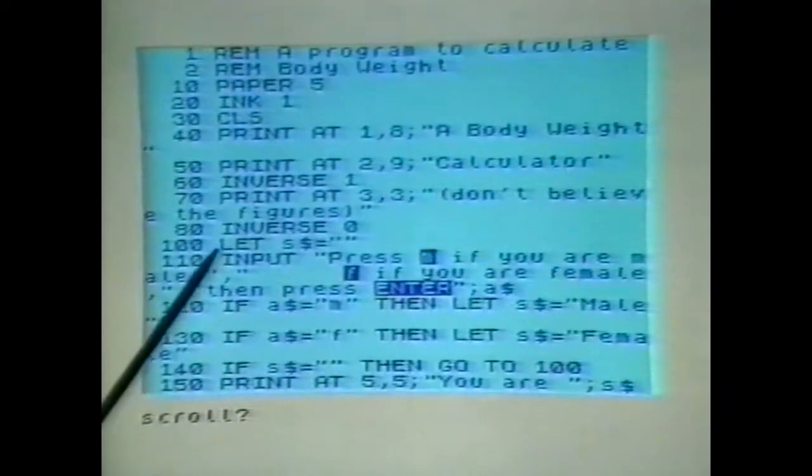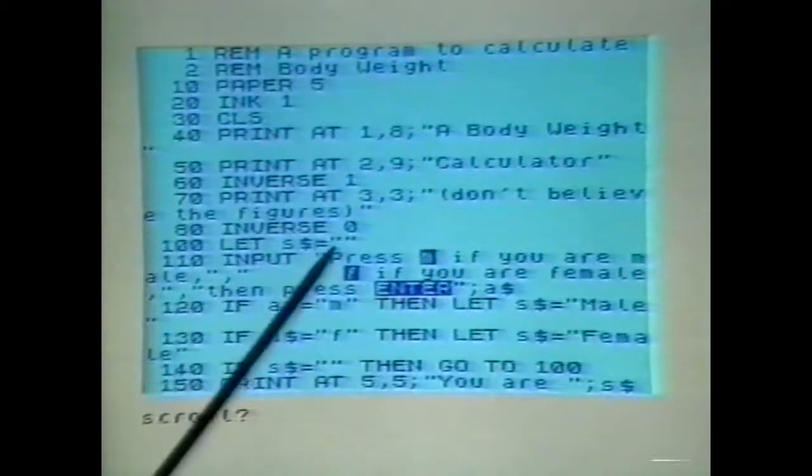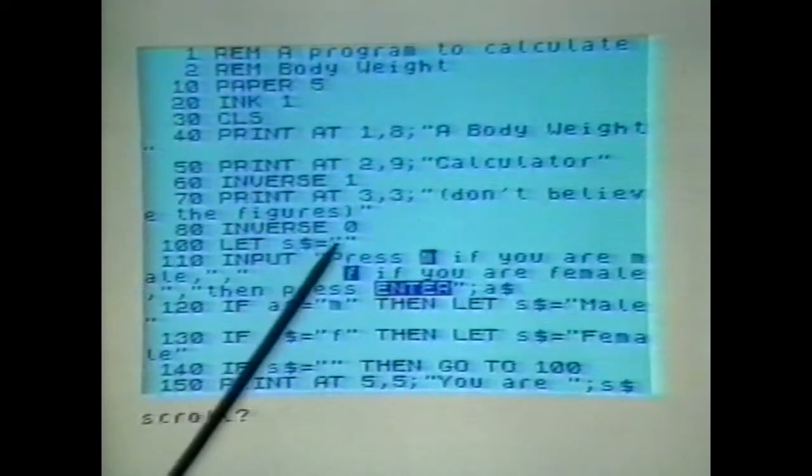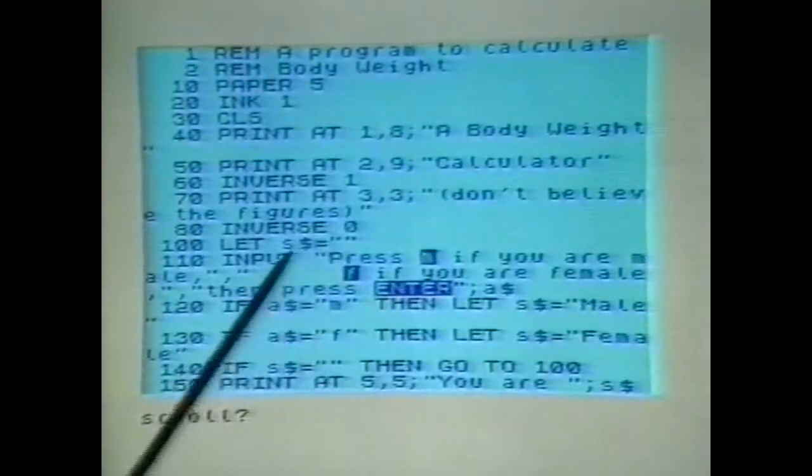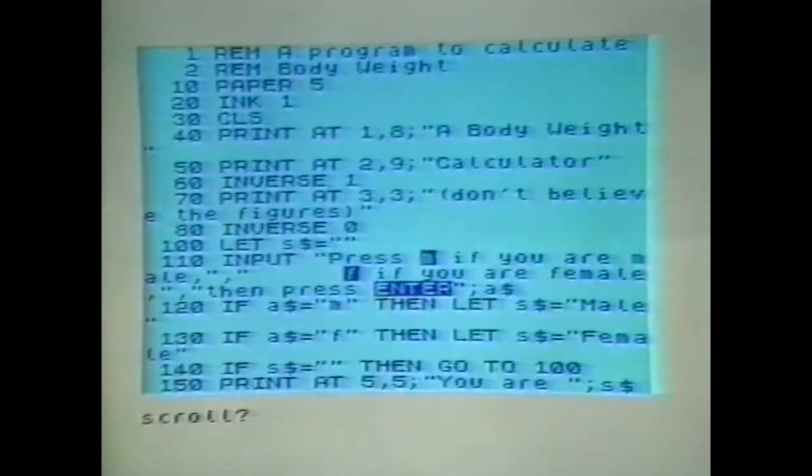Up here we have another let statement. Now what did we put into $ here? We put nothing. Quotation mark, quotation mark. We said, put into $ no characters at all. Why did we do that?